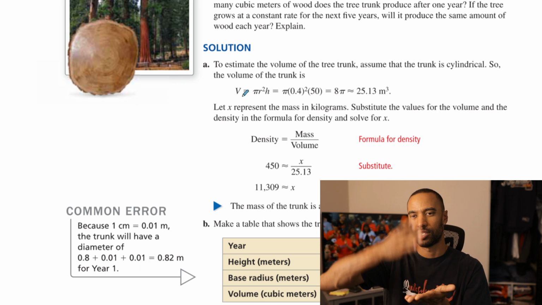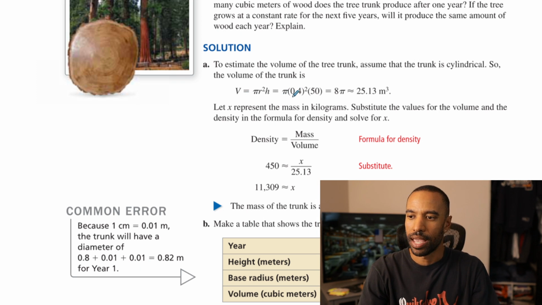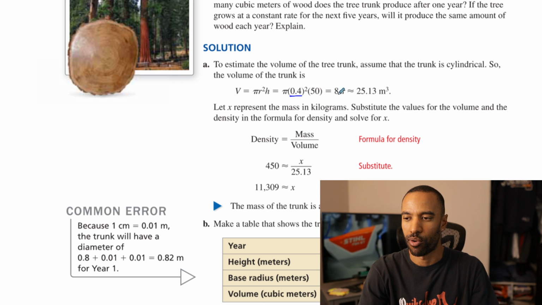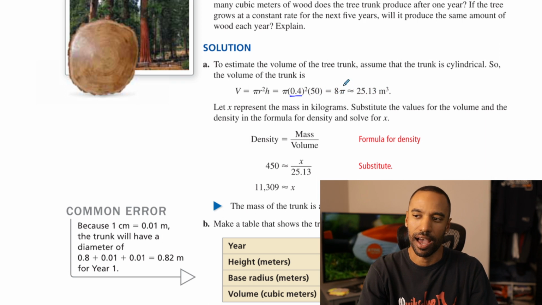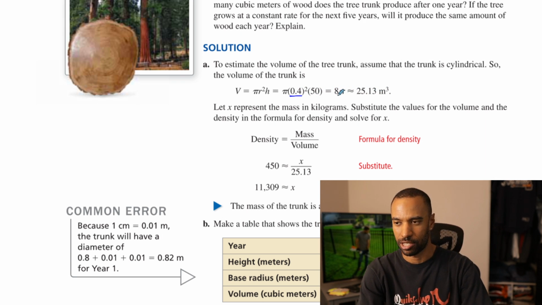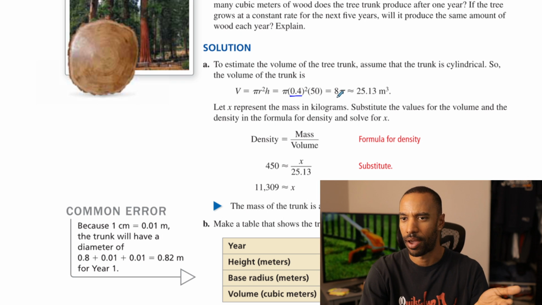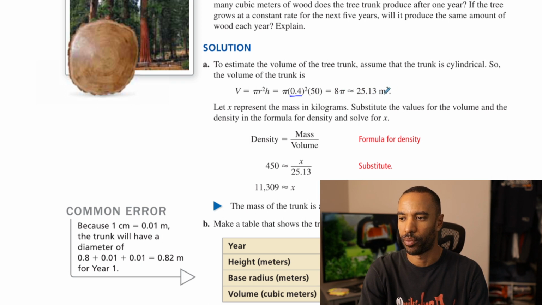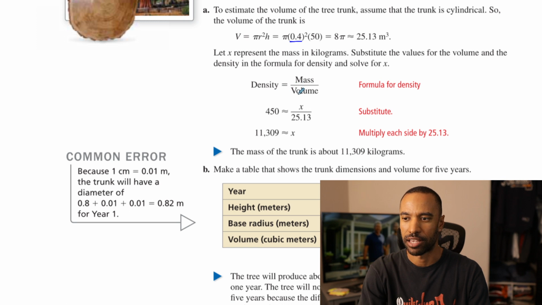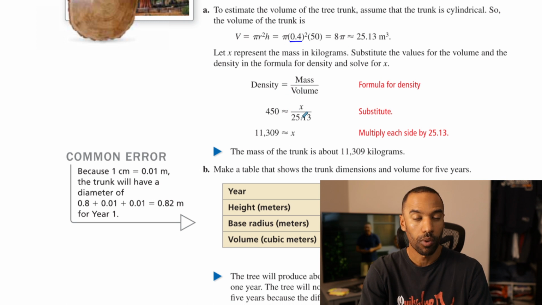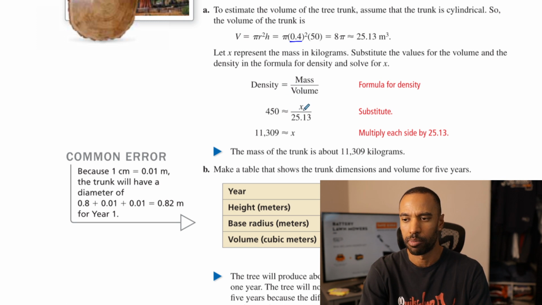Pi r squared times h. So the radius is 0.4, which is half of 0.8, and we compute that. I honestly would leave the 8 pi as it is because I don't want to round early. But it's about 25.13 cubic meters. And now we have our mass over volume working itself out again. A word problem. I guess the last one was a word problem. But we find the mass this way.